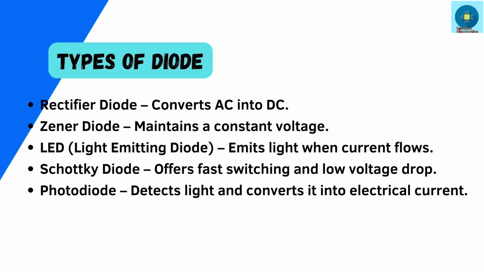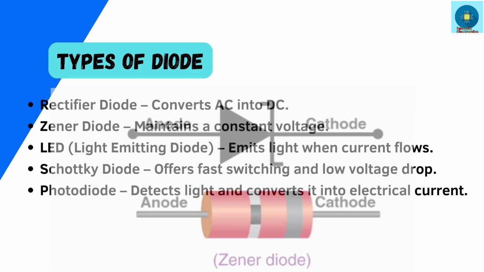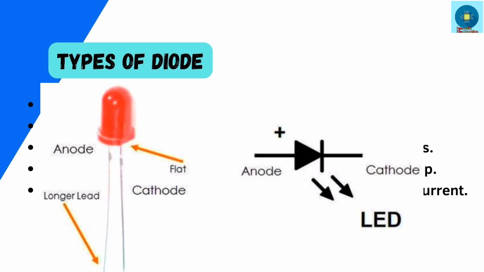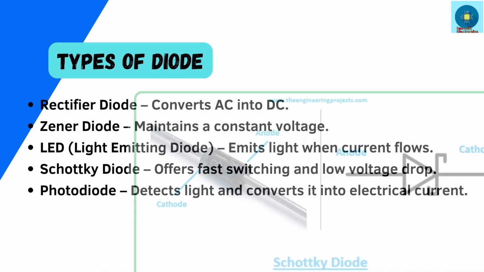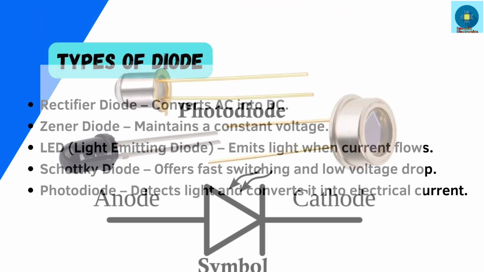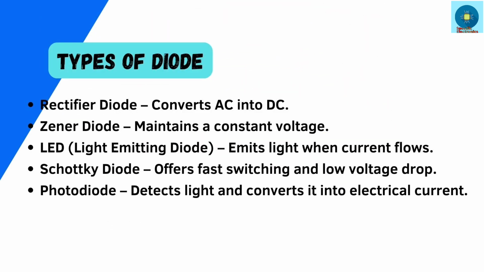There are different types of diodes and each one has a specific purpose. A rectifier diode is mainly used for converting AC into DC. A Zener diode is used for voltage regulation and LEDs produce light. A Schottky diode provides fast switching with low voltage drop and a photodiode detects light. We will discuss each of these diodes in detail in upcoming videos.